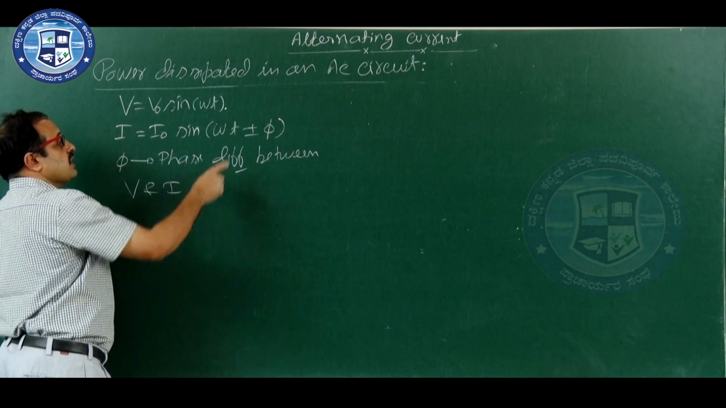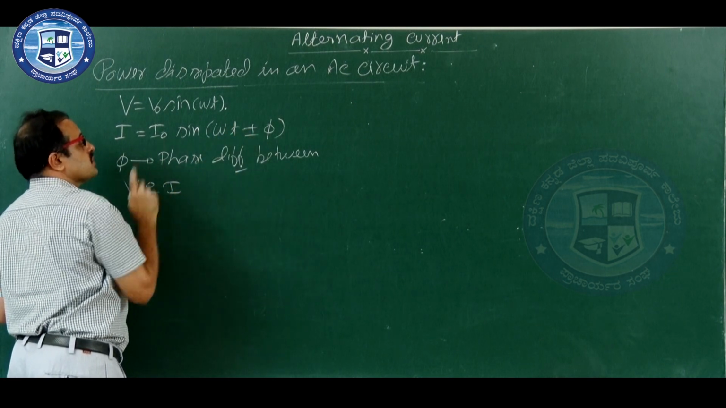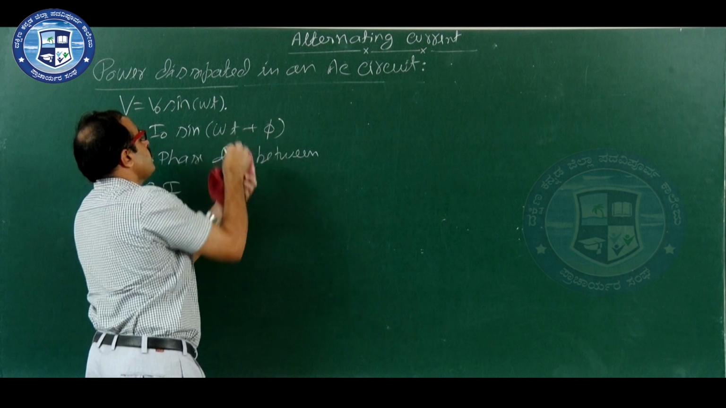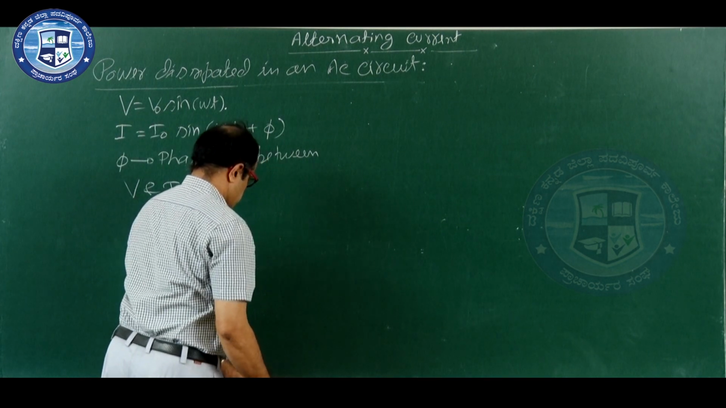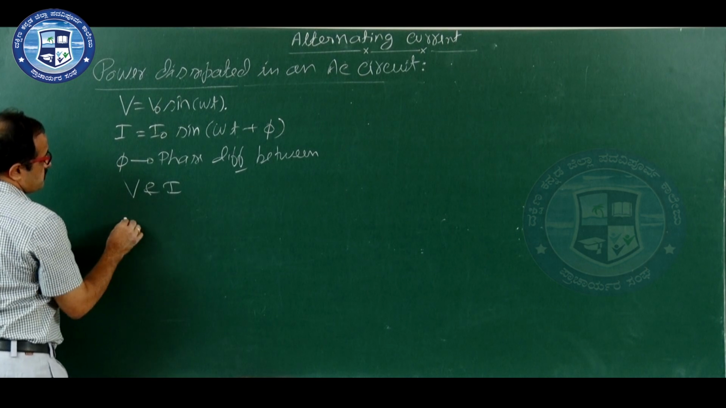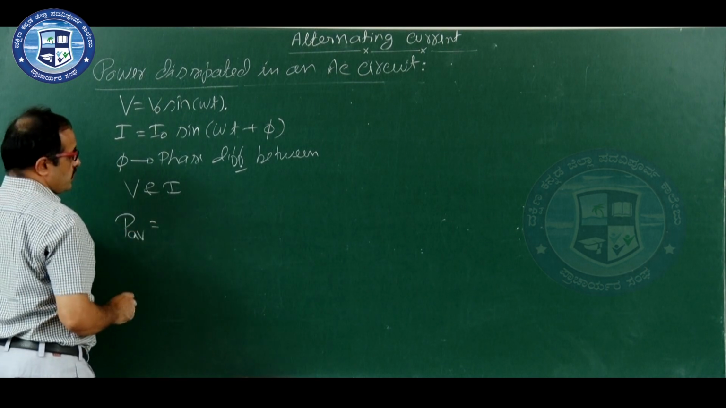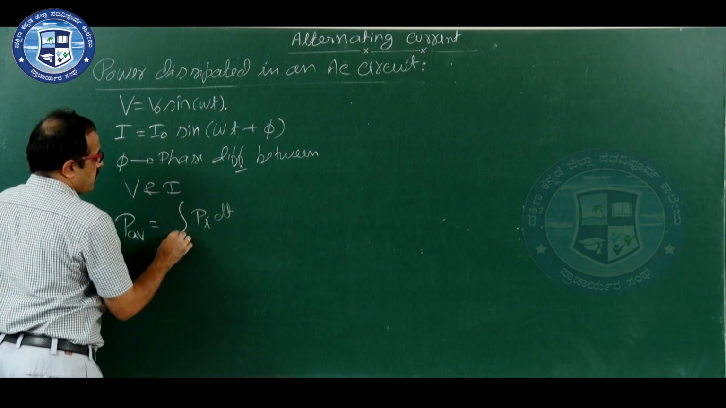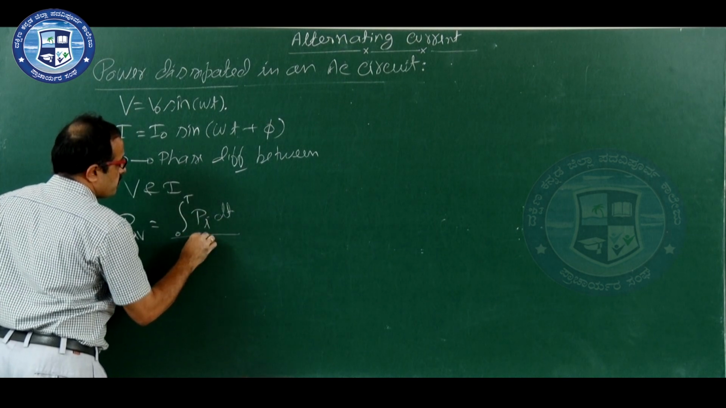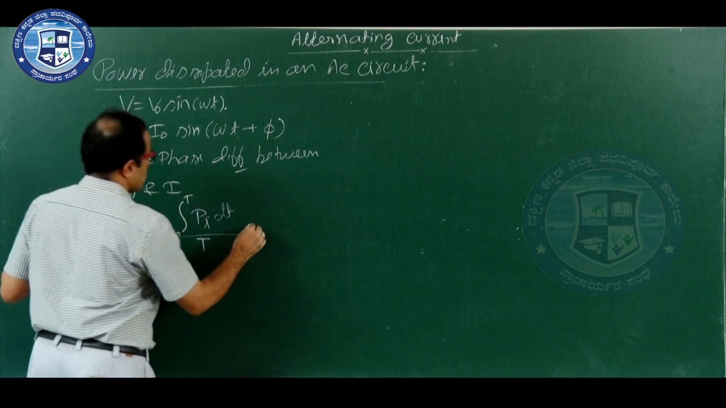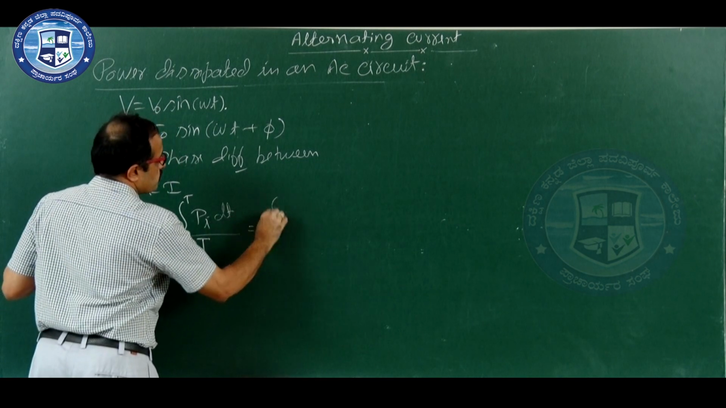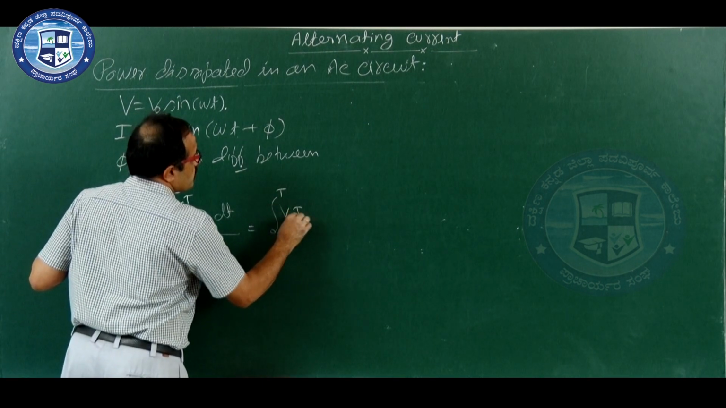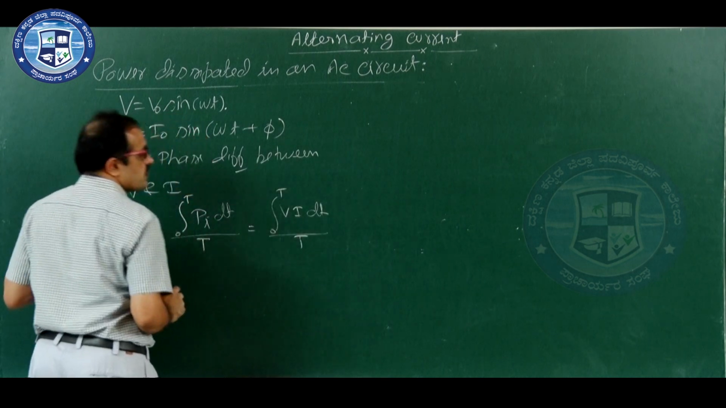Now, for the derivation, either you have to take here positive sign or negative sign. To make it convenient, we take positive sign. Therefore, it is sin omega t plus phi. Average power consumption, P average equal to, it is integration of instantaneous power over the complete cycle divided by T, which is equal to integration 0 to T. What is the instantaneous power? V into I dt by T.